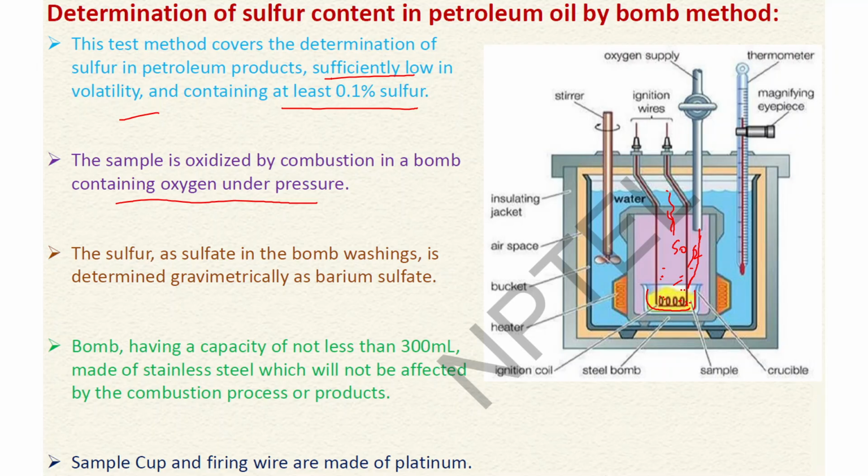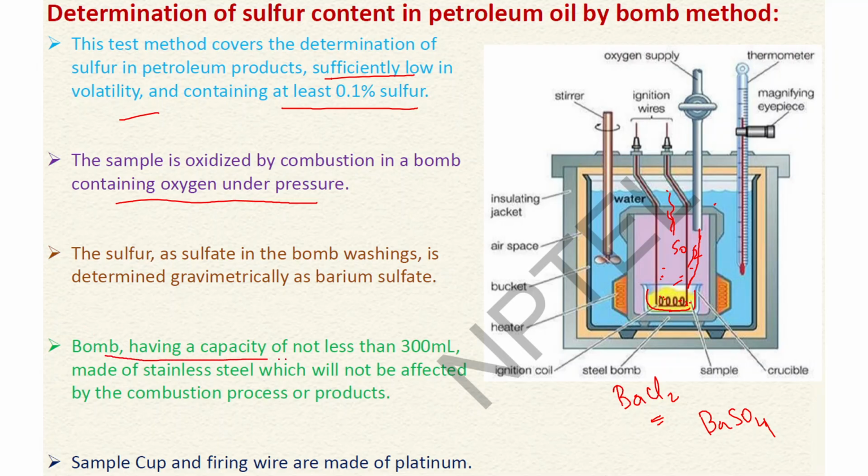Moreover, this bomb will be washed several times with water, and that water will be collected along with this water. So the sulfur as sulfate in the bomb washing is determined gravimetrically. What will happen when this washing water is collected and treated with BaCl2? The BaCl2 in the presence of sulfate will form BaSO4, which is barium sulfate. It will be collected as barium sulfate, and the weight will be measured, and after back calculation we can determine what amount of sulfur was present in our crude oil.